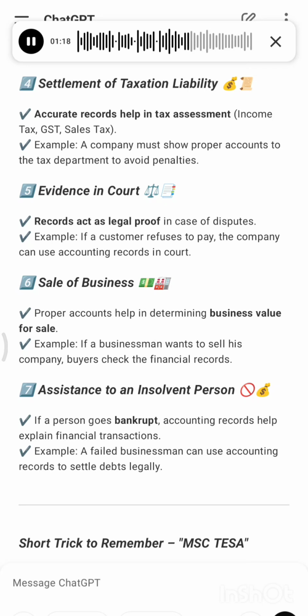Sale of business. Proper accounts help in determining business value for sale. Example, if a businessman wants to sell his company, buyers check the financial records. 7. Assistance to an insolvent person. If a person goes bankrupt, accounting records help explain financial transactions. Example, a failed businessman can use accounting records to settle debts legally.